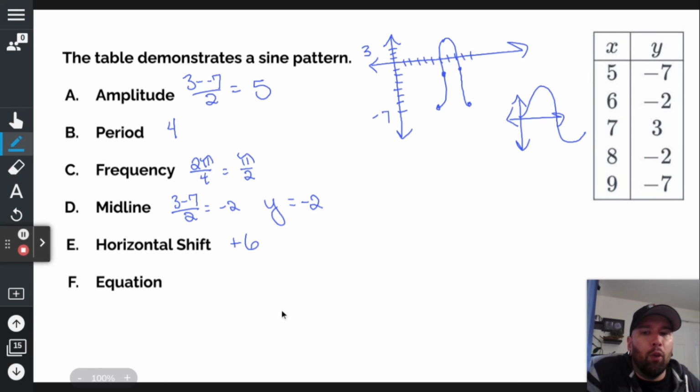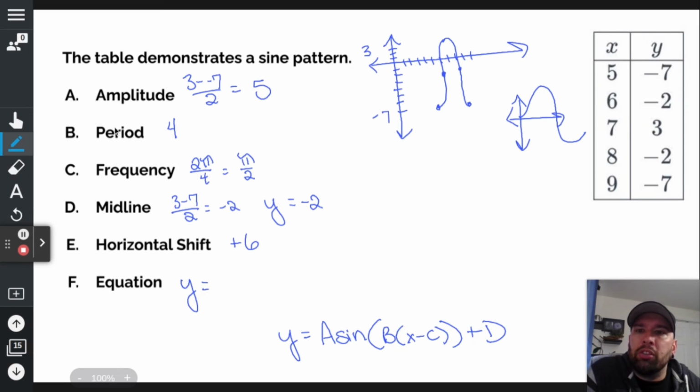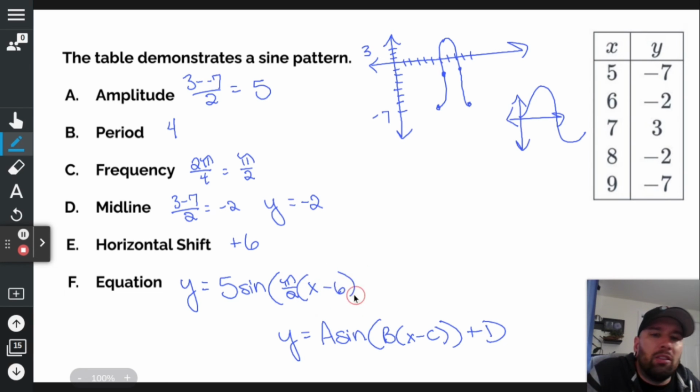Very, very careful. So if I'm comparing this to y equals a sine(b(x minus c)) plus d, then I'm going to have y equals a, which is my amplitude, 5, sine of b, which is my frequency, pi over 2, times (x minus positive 6), so x minus 6, plus negative 2. Since I don't have a ton of space, minus 2.